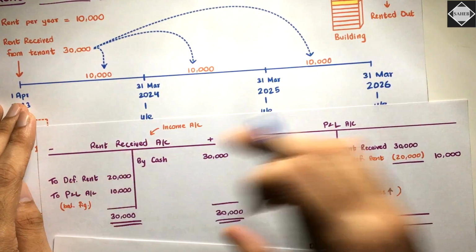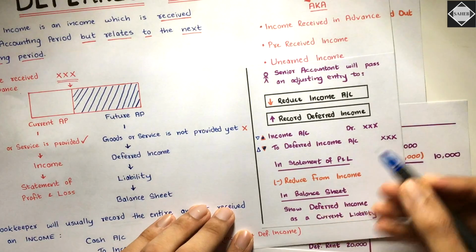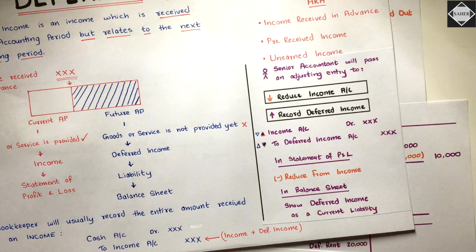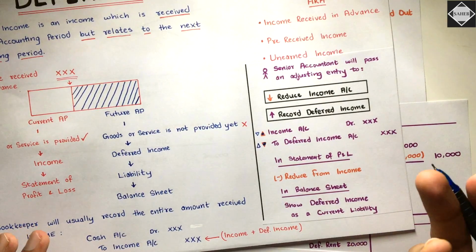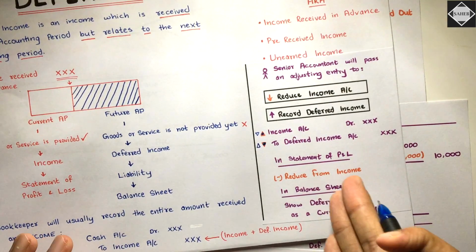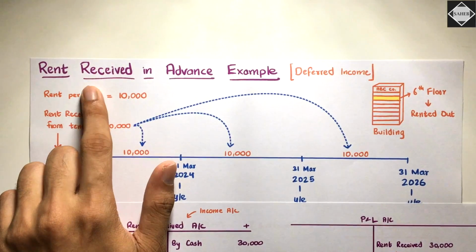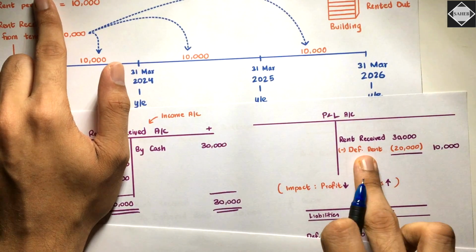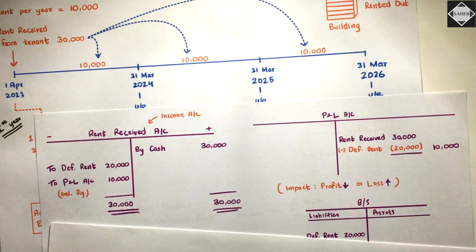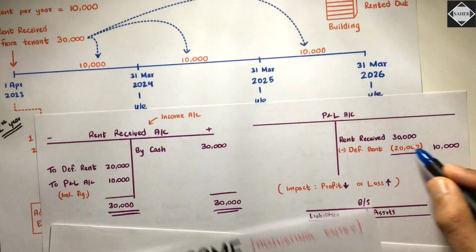So this is the entire logic of how it all flows. While explaining the concept, I told you that in the statement of P&L, you're not passing the adjusting entry. When you do the questions directly in the financial statements, you have to go to that particular income. We are talking right now about rent received, this is the income we are talking about. So you have to go to rent received, that income, and reduce from that income. So this is what we did.